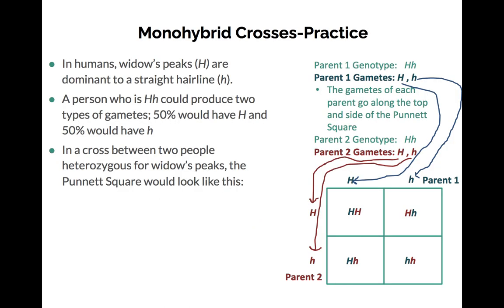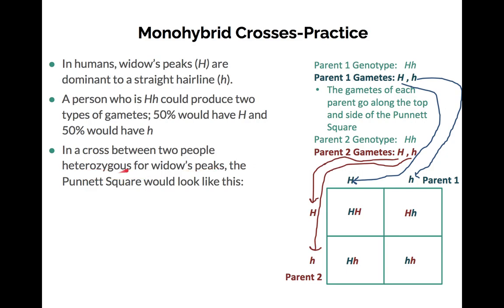Okay, so first one, practice. In humans, widow's peaks, we're going to call that big H, are dominant to a straight hairline, little h. So a person who is heterozygous could produce two types of gametes. 50% would have a big H, or the widow's peak, and 50% would have little h, or the straight hairline. And a cross between two people heterozygous for widow's peak, the Punnett square would look like this.